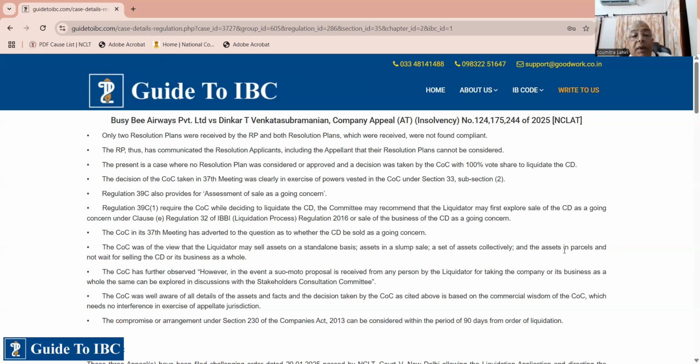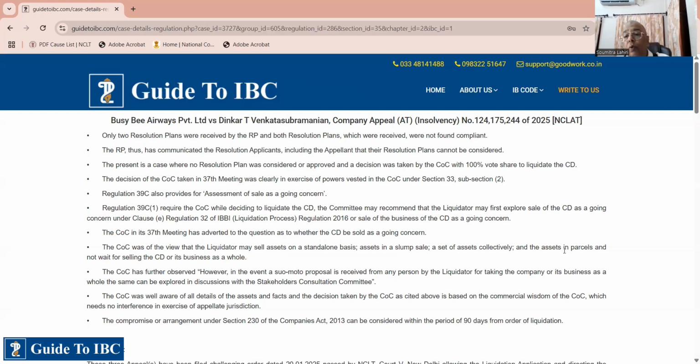The COC, in its 37th meeting, adverted to the question of whether the CD can be sold as a going concern. The COC was of the view that liquidators may sell assets on a standalone basis, in a lump sum sale, as a sale of assets collectively, and assets in parcels, and not wait for selling the CD or its business as a whole. So the COC was very much aware that the CD was not a going concern, and accordingly, they did not adopt it.